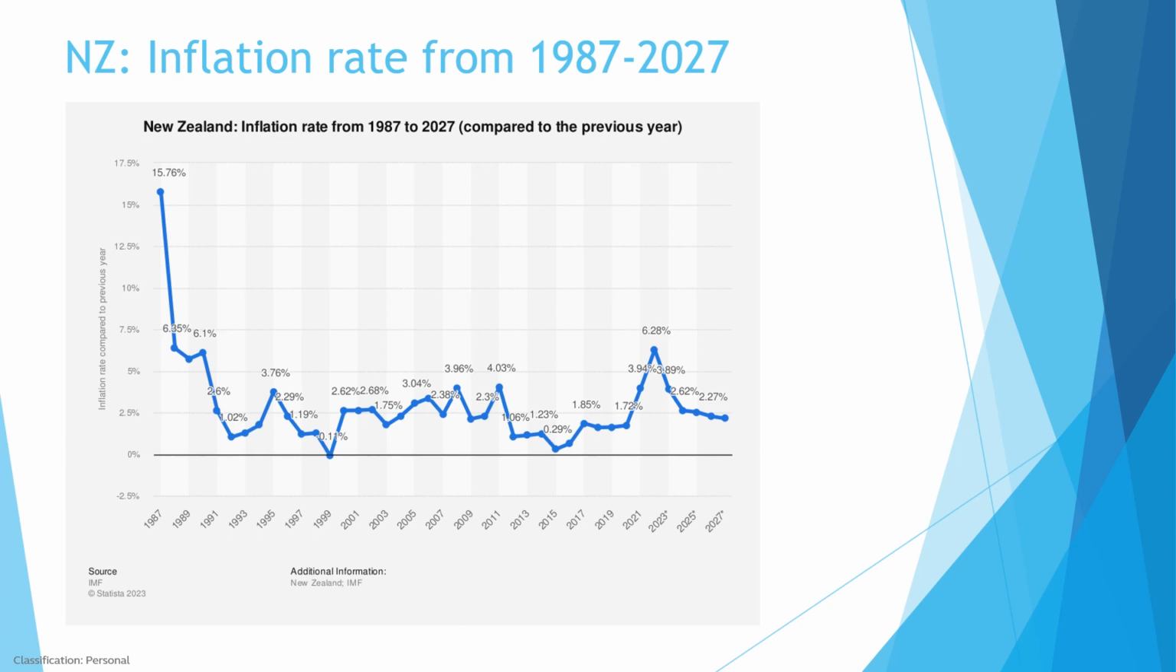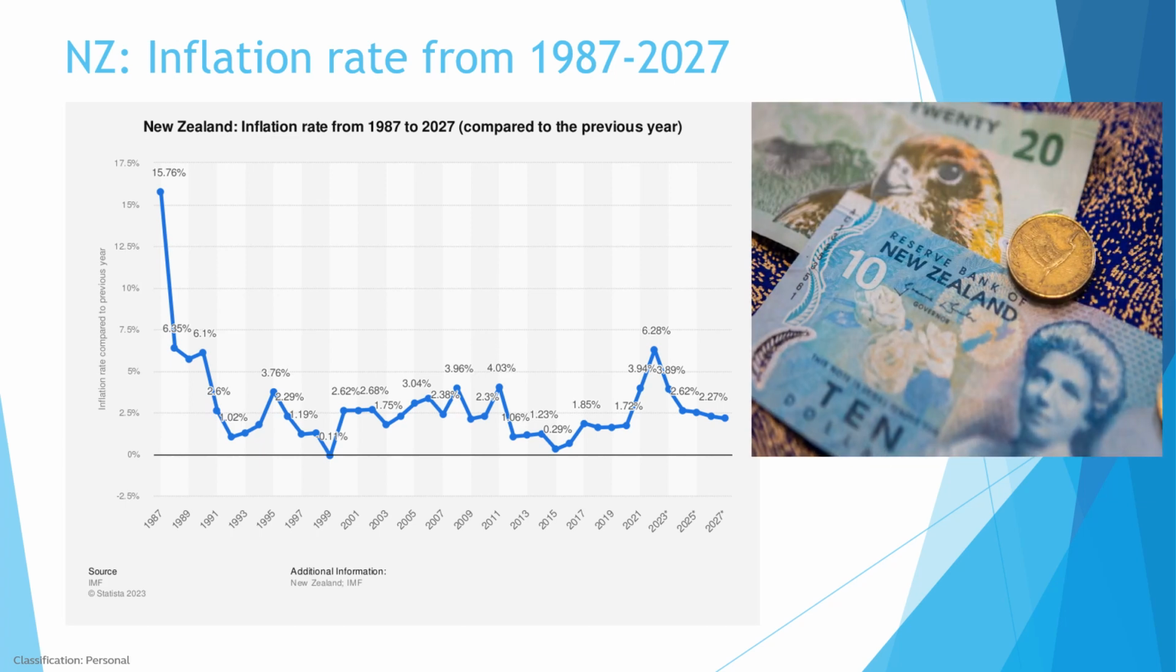In 1987, you can see it was the highest, about 15%. It has always been below 3% from 1995, and again it rose in 2023 to 6%, now coming below again in the range of 1 to 3%.